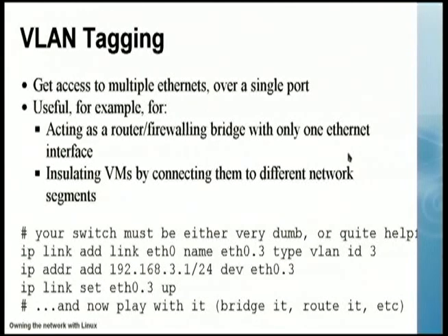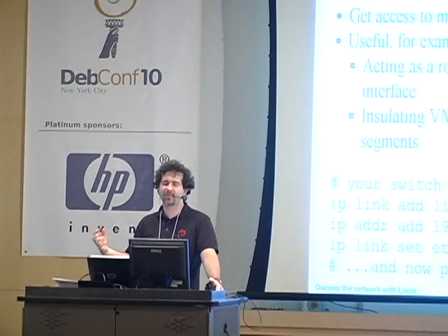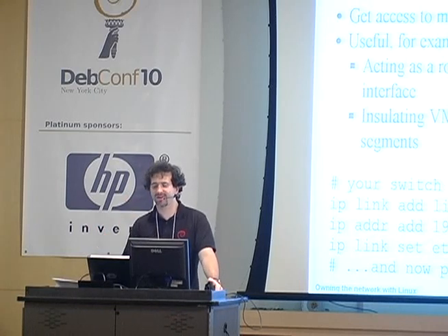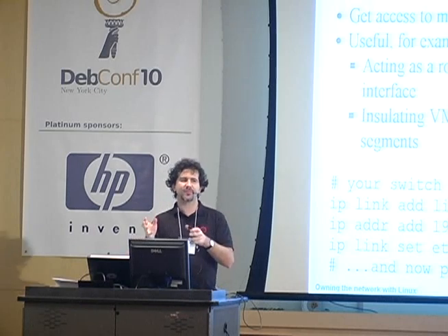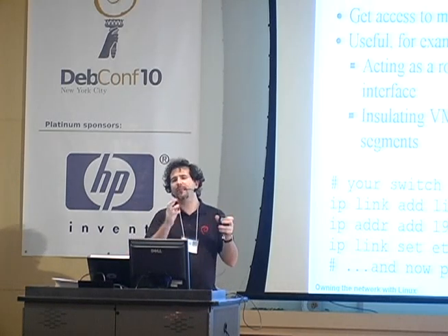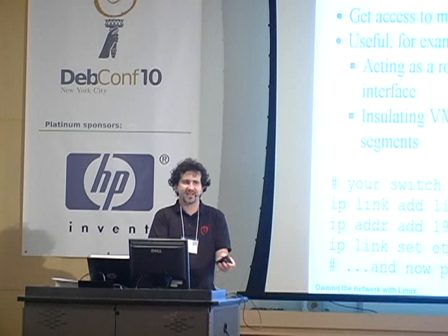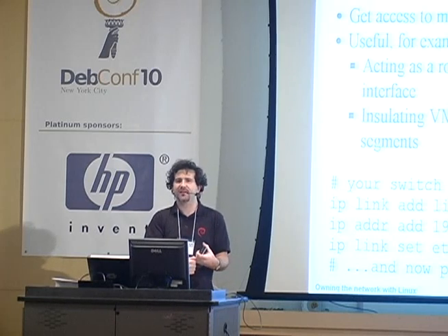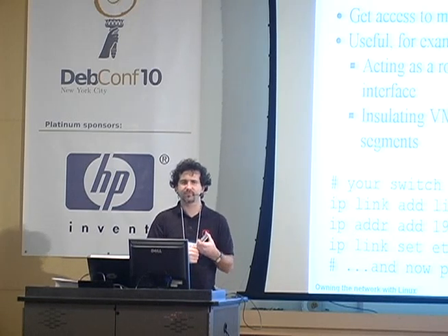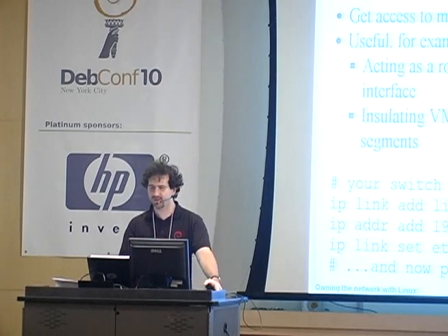This is useful to act as a router if we only have one interface, or for example, if we have one interface or a bonded interface, and we connect it to a switch, and then we have VMs hosted on our machine. Remember, I said that I work on Ganeti, so I'm playing with these things over VMs. We can connect our VMs to different virtual but segmented Ethernets, which means that they won't see broadcast between each other. They will be on different networks and things like that, which is useful.